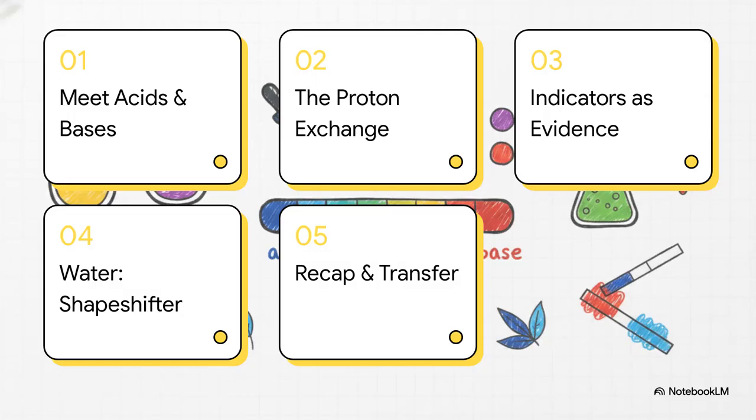Here's our game plan for today's Explainer. We'll start by meeting acids and bases, check out the proton exchange, look at indicators as chemical evidence, dive into water as the ultimate shapeshifter, and wrap up with a quick recap and transfer. We've got a couple of pause checks along the way, so stay sharp.